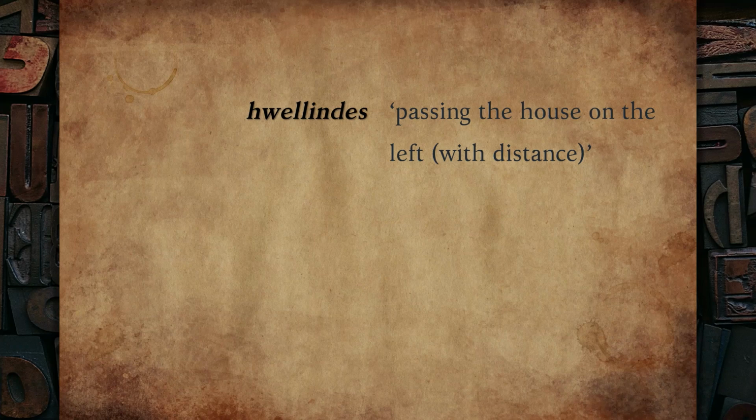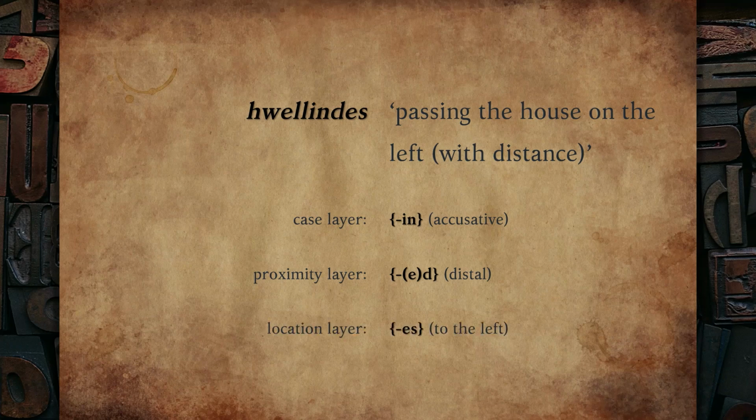But there's a field, so there's a distance between you and the house. And you're passing the house, of course, on the left because it is to your right. And we have the accusative in the case layer because we are passing something. And then we have the distal proximity because there's a distance because of the field, right? And then we have the location to the left.